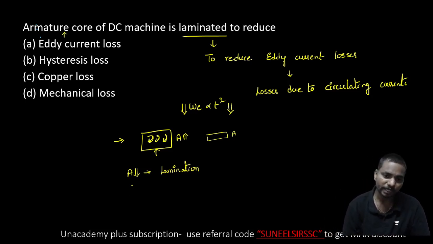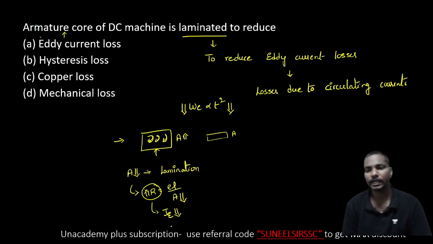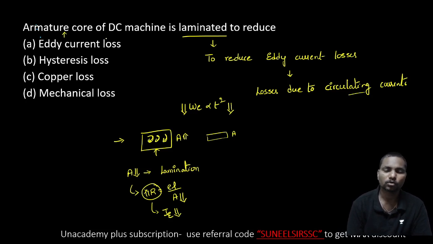Whenever the area is reduced, then what will happen? Resistance is equal to rho L by A. As area reduces, resistance will increase. As resistance increases, eddy currents will decrease, and then eddy current losses also decrease. So the armature core of a DC machine is laminated to reduce eddy current losses.